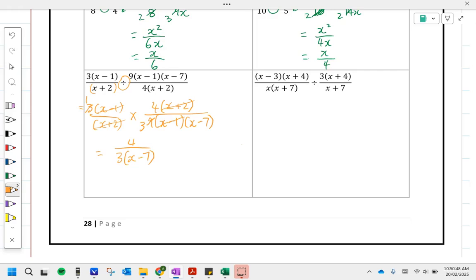Have a go with this one. We're going to keep, change, flip. X minus 3, x plus 4, x lots of x plus 7. Just everything's factorized there. I'm going to change this to a times. I'm going to flip this fraction. I'm going to factorize this by putting brackets around it. And now we can start cancelling diagonally, top and bottom, diagonally, top and bottom. And that's it. So our answer is x minus 3 over x times 3 is 3x.